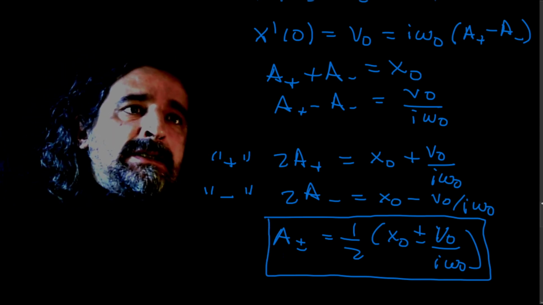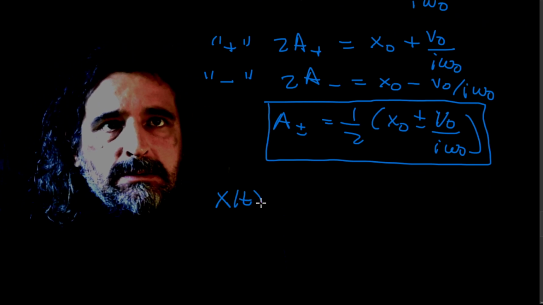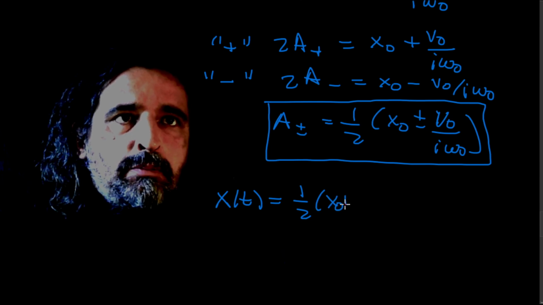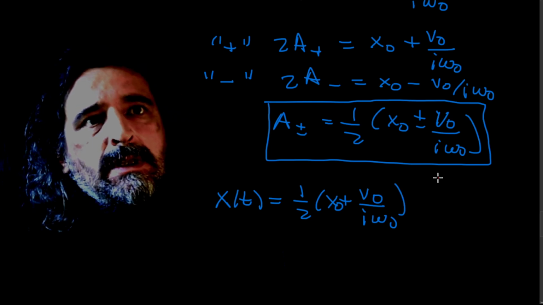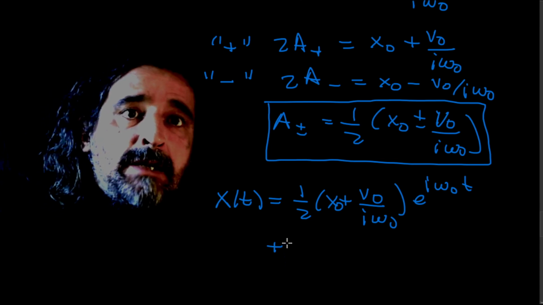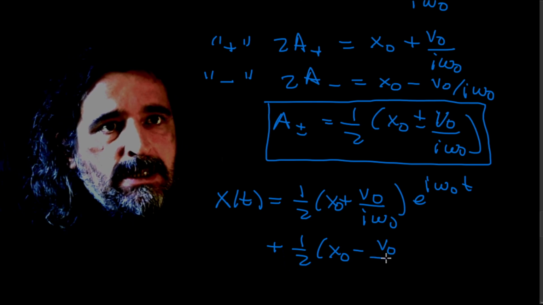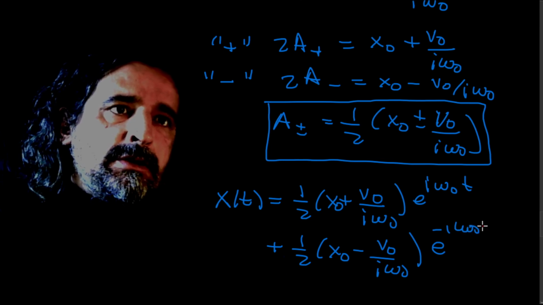And now we find our particular solution. x of t is equal to 1/2 of x naught plus v naught over i omega naught, e to the i omega naught t, plus a minus, which is 1/2 of x naught minus v naught over i omega naught, e to the minus i omega naught t.